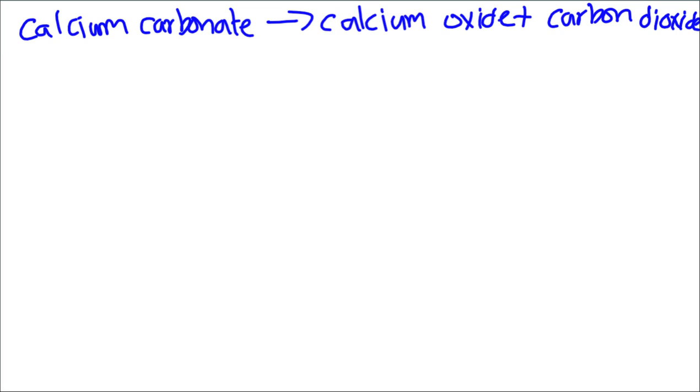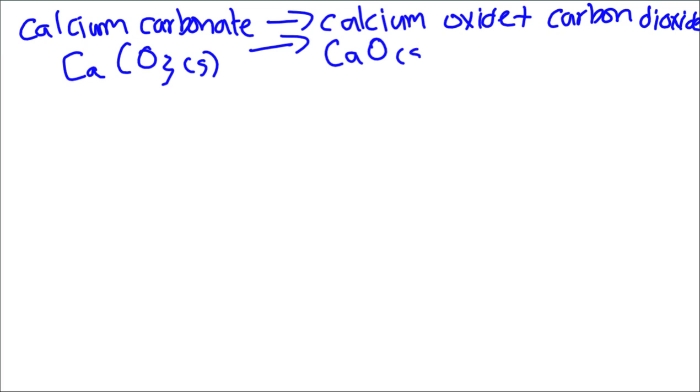So that was looking at taking the thermal decomposition and actually creating something useful with the products. For people who are doing higher, you need to know this equation in its symbol form as well. So the formula for calcium carbonate is CaCO3, and that is a solid when we're using it. That produces CaO, which is a solid, and carbon dioxide, which is a gas.